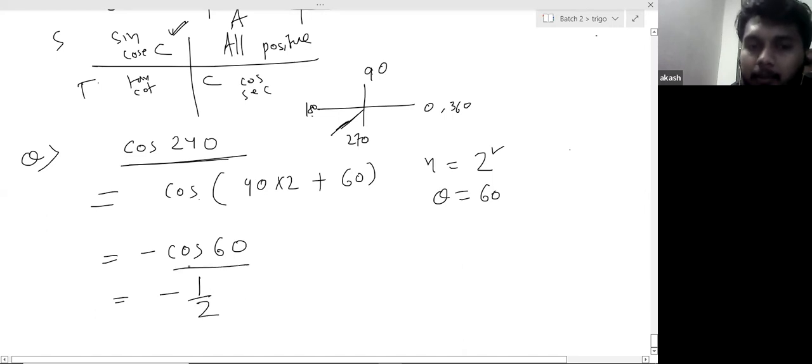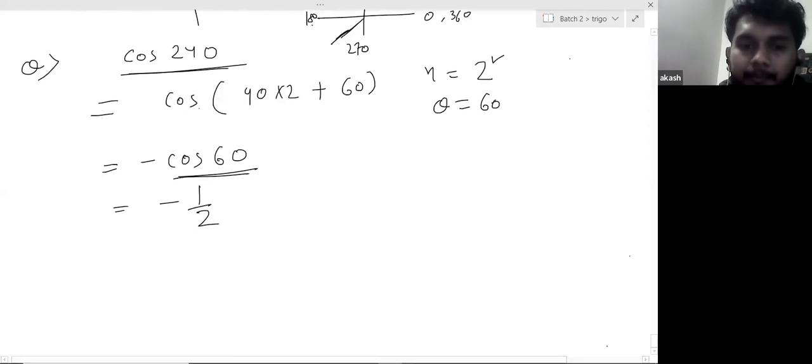All right, Peer, you have to substitute this whole value. Cos 60 is half. So everyone is clear? Next question.